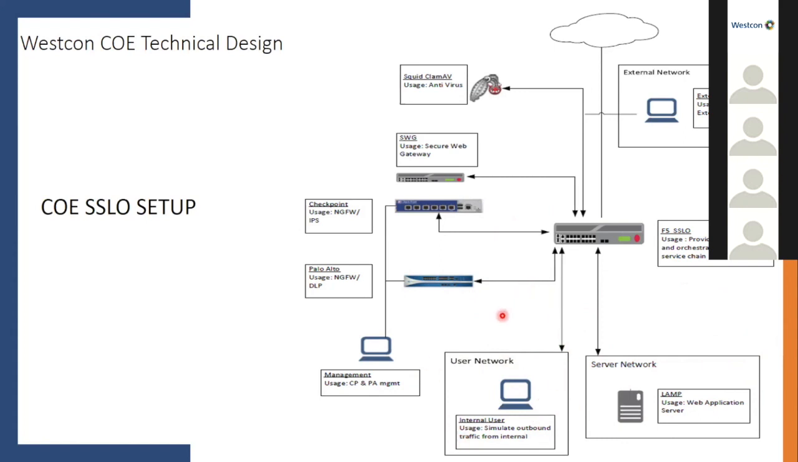With that, if you realize, we also included some different vendors in the setup. We have a next-gen firewall from Palo Alto, a next-gen firewall from Checkpoint, and we also spun up an F5 secure web gateway. And last but not least, we have set up an antivirus, an open source antivirus we call Squid ClamAV. Then we have the external network. This external jump host will allow us to trigger some kind of attacks if needed. So this is our SSL design setup.